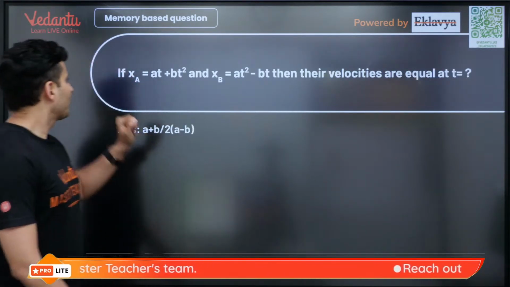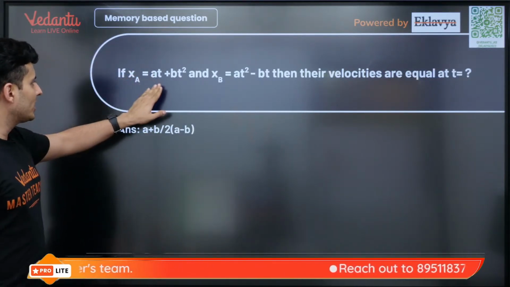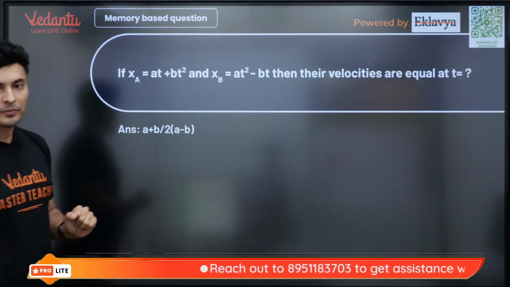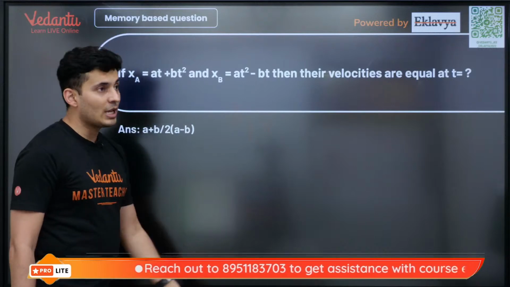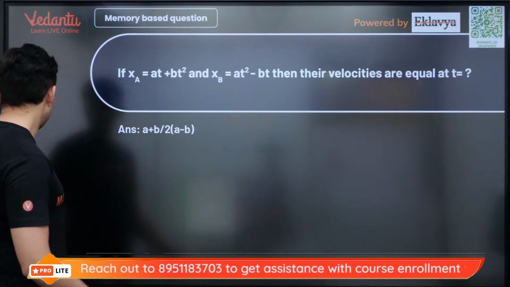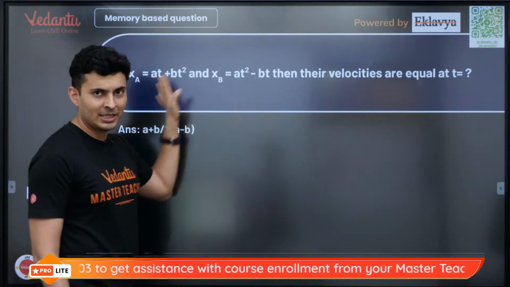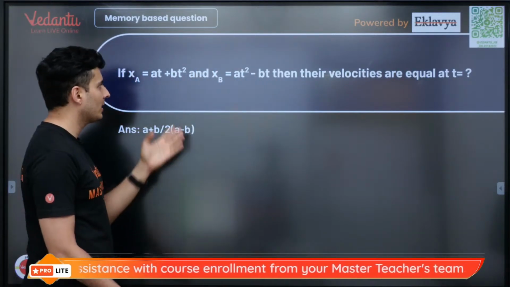Moving on to the next one. This is the position of one particle, and this is the position of another particle. Their velocities are equal at what time? This kind of question I did in the mock test, if you remember. A similar question had come in the mock test, recently, last week I think.